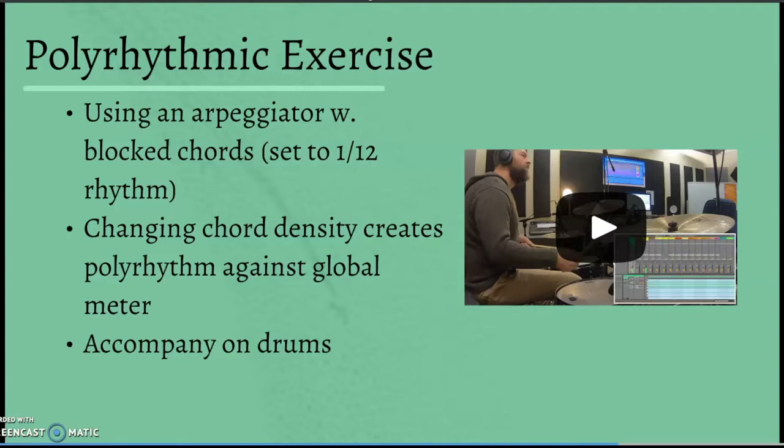So I might have a chord that has four notes, and then a chord that has seven. And of course, the global meter stays the same, but the arpeggiator sets it up so it's playing seven within that four, or five within that four. You'll see what I mean. And accompanying on drums, what's happening here is I'm going through a short loop and using a few different approaches to how I'm playing it, all designed to try to strengthen my understanding of polyrhythm.